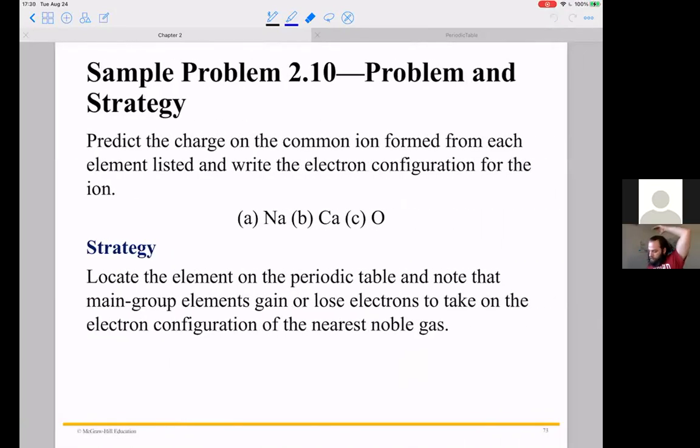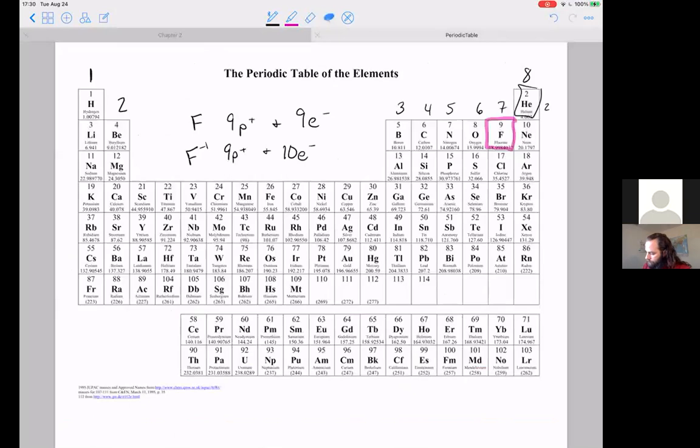Okay, so let's do a few here. Sodium, calcium, oxygen. Sodium lives in column 1, so it has 1 valence electron. What's the charge going to be if it gets ionized? Just like everything in this column, it will be +1.